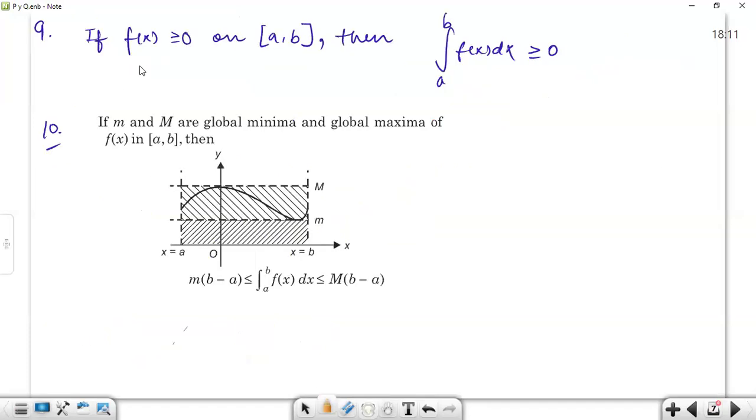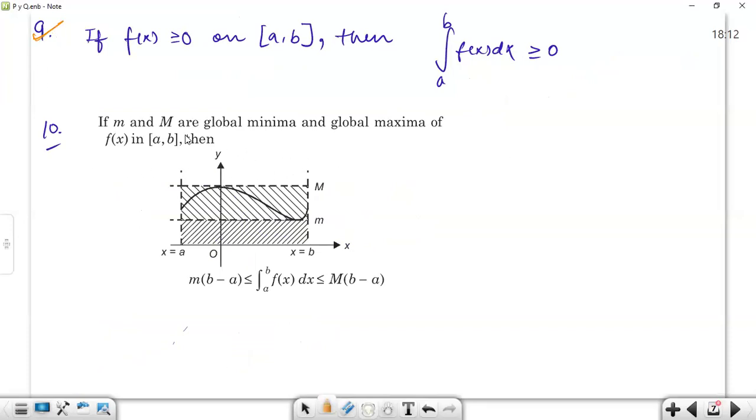Ninth property says if the function is positive on A and B, then the definite integration on A and B would also be positive. Property clear? Is this clear? Yes, sir.